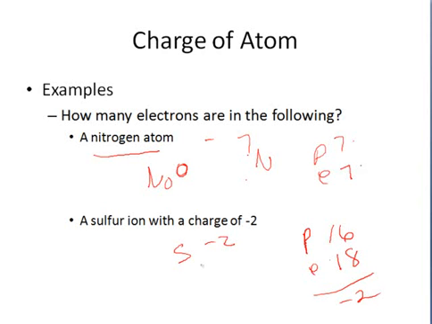Okay, a sulfur atom has a charge of minus 2. So I look up sulfur on the periodic table, and what I see is it's got an atomic number, or number of protons, of 16. And if the total charge is minus 2, it must have a number of electrons of 18. So it adds up to minus 2, so it's got 18 electrons. And that's going to do it.